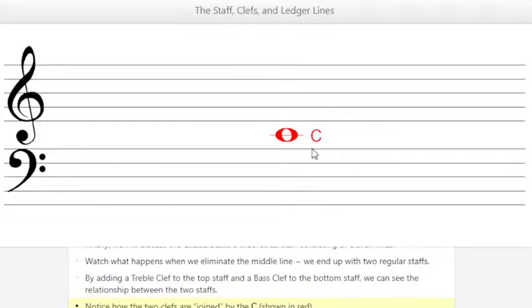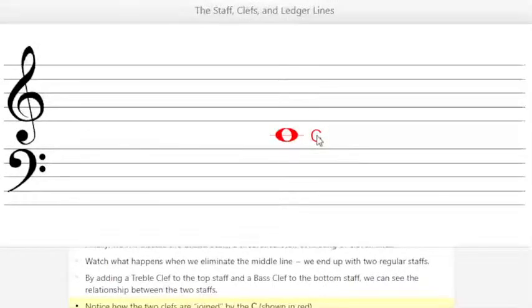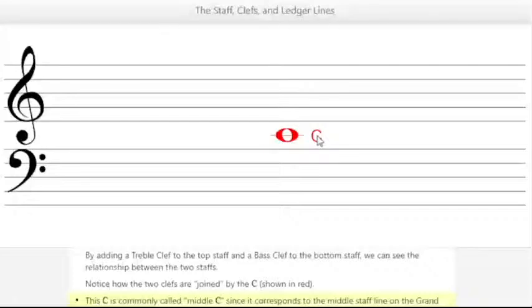People commonly call it middle C, and you can call it middle C because it is the same as the middle staff line that we removed. But we removed it to show you that you can't have 6 lines in any staff. It's just 5 lines. So remember when we explained what ledger lines are all about. So this is a ledger line below. Now the C is commonly called middle C since it corresponds to the middle staff line on the grand staff.